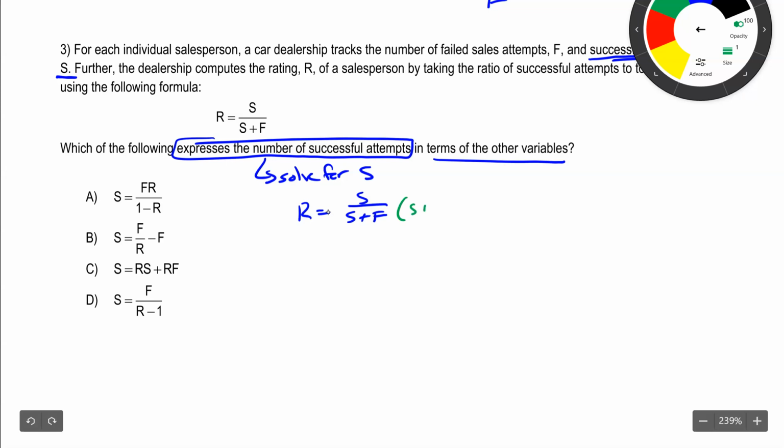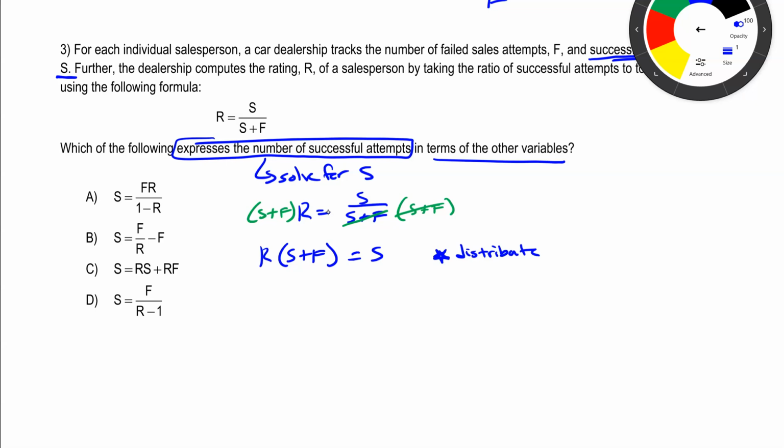The first thing I'm going to do is multiply S plus F to the other side. I want to get rid of this one down here. So I'm going to have R times S plus F equals just S. And now you see how the S is stuck inside the parentheses. I'm going to have to distribute now. So it's going to get actually more complicated looking before I can simplify. I'm going to distribute the R, that is. So I get RS plus RF equals S.